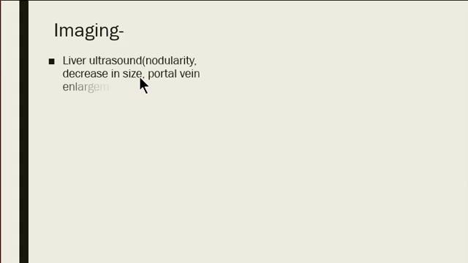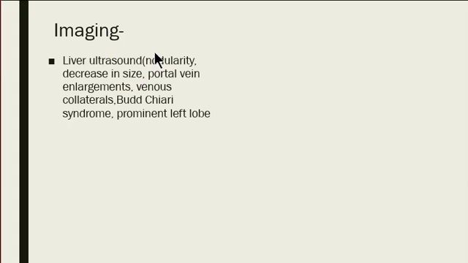Finally, winding up with the imaging. Now moving on to imaging studies, the first one we have is liver ultrasound. So this is non-invasive, and it is routinely used in the evaluation of cirrhosis. It can easily help us understand a decrease or increase in the size of the liver, the nodularity, echogenicity, the portal vein enlargements, venous collaterals, splenomegaly, Budd-Chiari syndrome, and maybe a prominent left lobe.